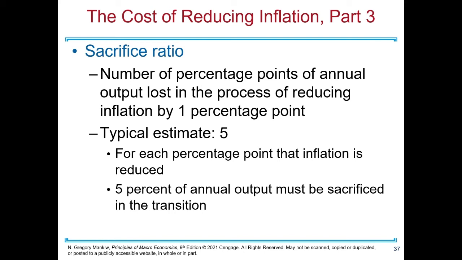The sacrifice ratio is the trade-off between output and inflation. It is calculated by the annual output lost in the process of reducing inflation by 1%. An average estimate of this ratio is 5. For every 1% inflation reduced, we're going to suffer a 5% loss in output. If there's a 5% loss in output, that means there's going to be unemployment.